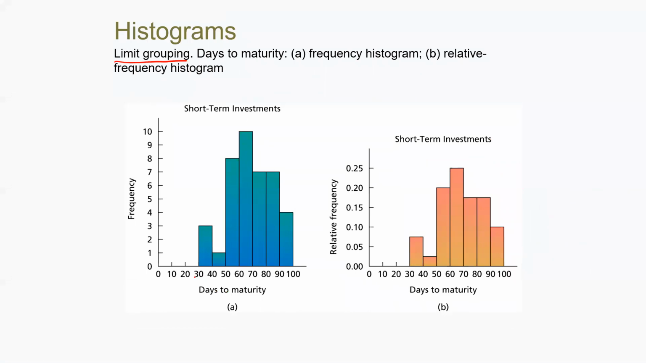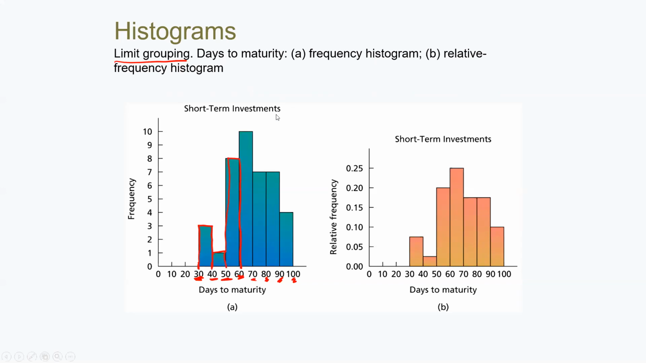With the limit grouping, you put the lower limit of the first class to mark one end, and the ending part is the lower limit of the other class. So how many investments were in the 30s? There were 3. Between 40 and 50, in the 40s, there was 1. And then there were 8 in the 50s. Notice at the end of each bar is the lower limit of each class. And that's how you do a histogram here.